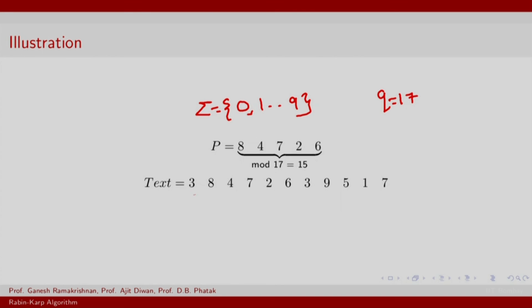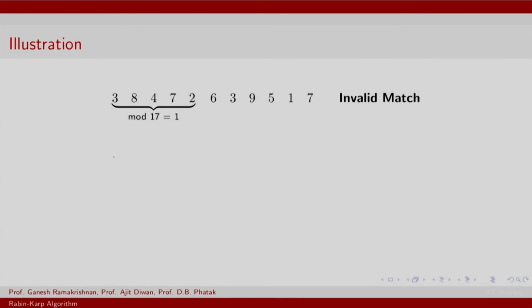You would start from the leftmost end, look at the first 5 digits, compute mod 17. Well, it turns out to be 1. So if P mod q was not equal to Ts mod q, one can be very confident that P is certainly not equal to Ts. So we can proceed. We look at the next 5 digits, mod 17 is 15. Now this is a valid match.